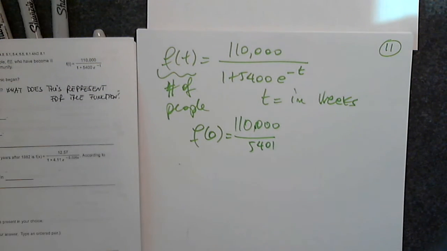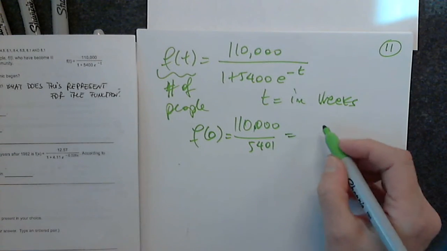Please do not round up the number of people. Even if it's 5.9, we still don't have 6 people. So if we divide by 5,401, it's 20 people. So initially 20 people were infected.